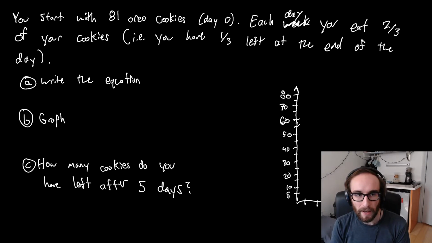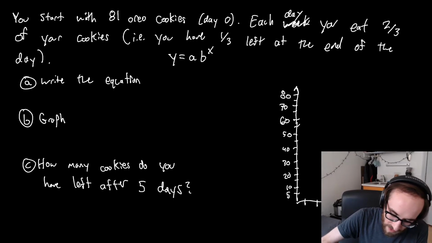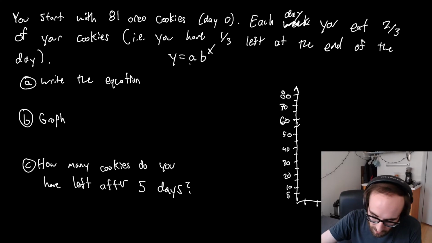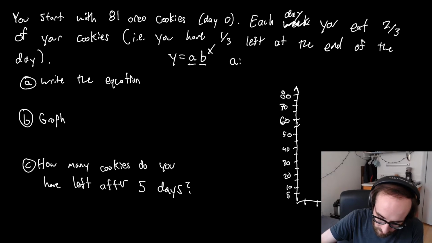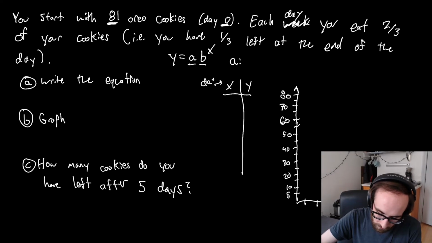First, we're being asked to write an equation. To write an equation, we know it's going to have this form, y equals a times b to the x. We just need to identify what a and b are. So a and b are specific numbers related to the situation that we're given. A is our initial value when x is 0. Our day number is 0. We have 81 Oreo cookies. Sometimes it also helps to make a table here. So x is the day number, y is the number of cookies.